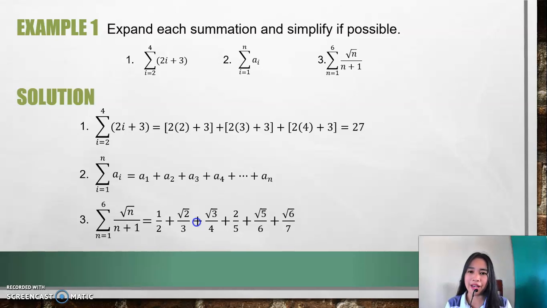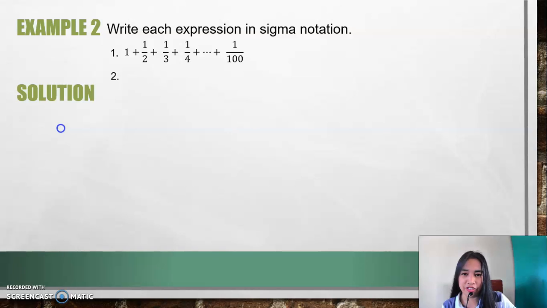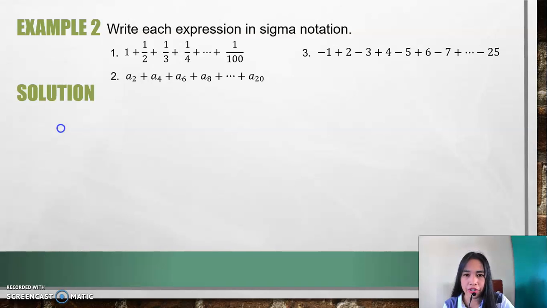So, after the examples for expansion, we also have examples for writing the expression in sigma notation. We have the first one, second. Okay, I think we only have 3 examples.